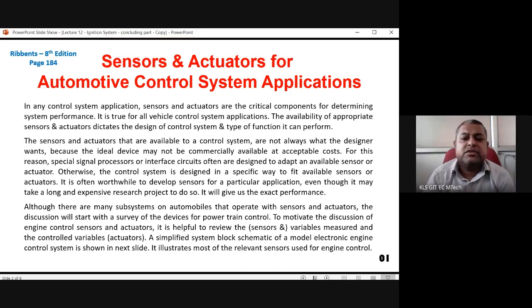This is true for all vehicle control system applications: sensing and actuation. These two things have to happen simultaneously. The availability of appropriate sensors and actuators dictates the design of the control system and the type with which it performs its function. So best quality sensor, then best quality algorithm, and finally proper actuator. Previous day cars in the 60s, 70s, 80s were having sensors and actuators, but decision making at that time was not very proper because microcontrollers were not there. That's why very smart vehicle control was not there.